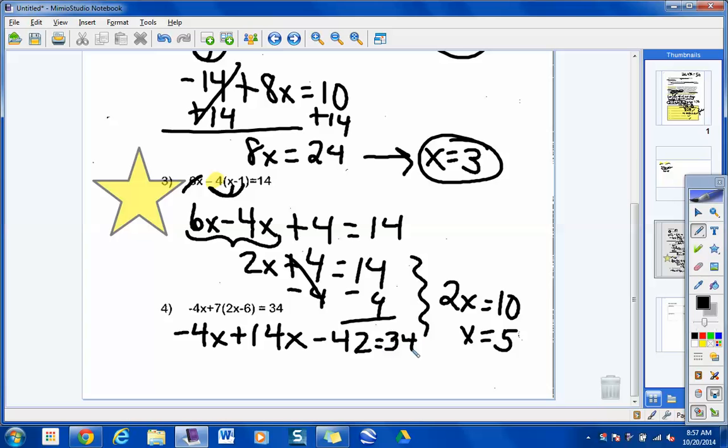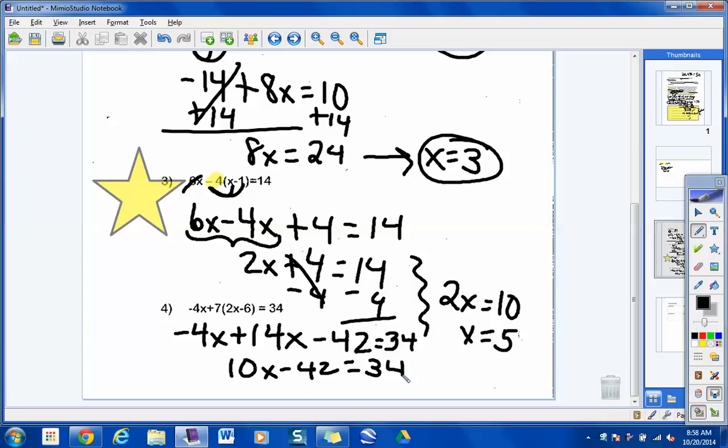Okay, so parentheses are gone. Now where do I go now? Negative 4x. 14x. Okay, so what's 14x and a negative 4x going to combine to? 10x. So I've got 10x minus 42 equal to 34. Good. Now what?